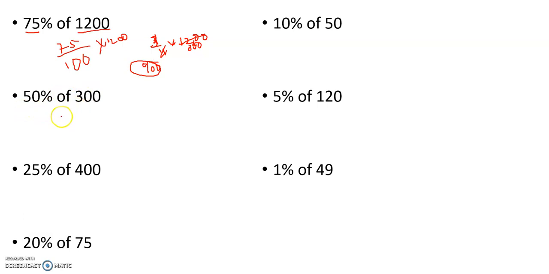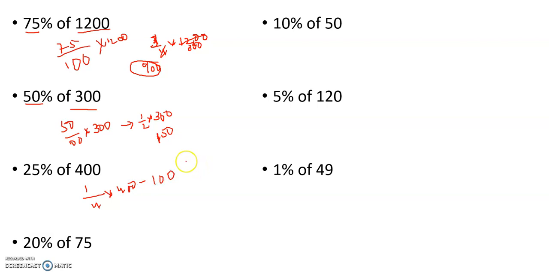In the next problem, 50% of 300. Instead of writing 50 by 100 into 300, you can just write 1 by 2 into 300, so it is 150. And 25% of 400 is 1 by 4 into 400. You can calculate this orally if you have practiced well. Keep practicing and you can solve it without using pen and paper.